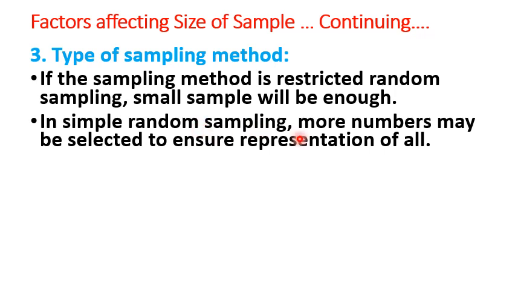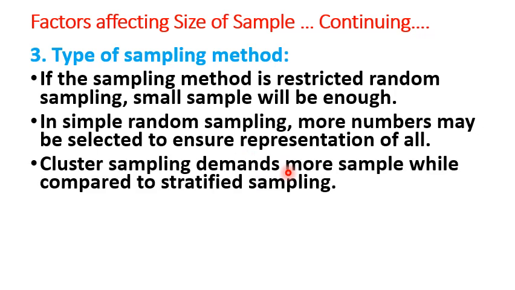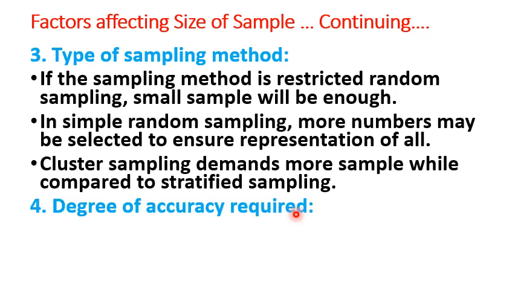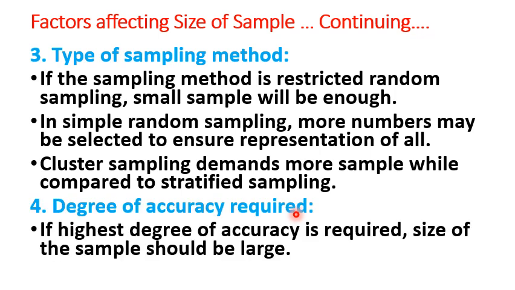In simple random sampling, more numbers may be selected to ensure representation of all. In simple random sampling, there is no such group, so more numbers may be selected to ensure representation. Cluster sampling demands more sample compared to stratified sampling. Then the fourth one, degree of accuracy required. If the highest degree of accuracy is required, the size of the sample should be large. So if the sample size is more, then it ensures more accuracy.